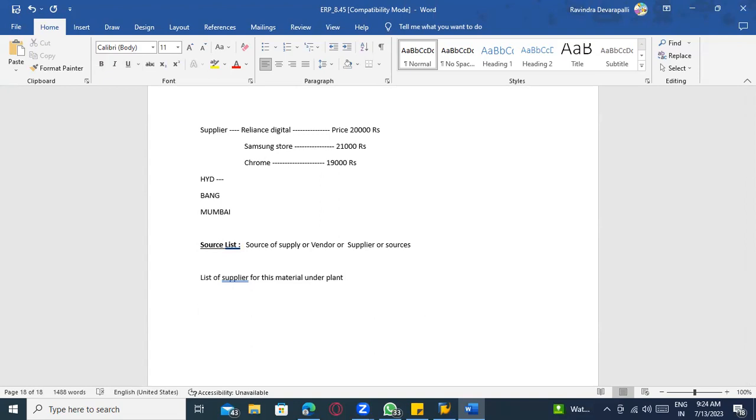Is that clear? Okay, so that is called the source list. It is not only maintaining the list of the suppliers, it is also blocking the supplier in a specific period.